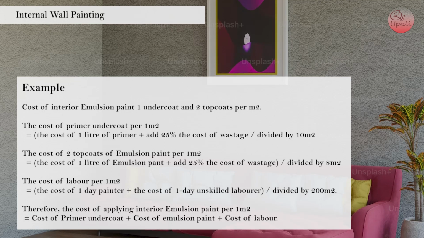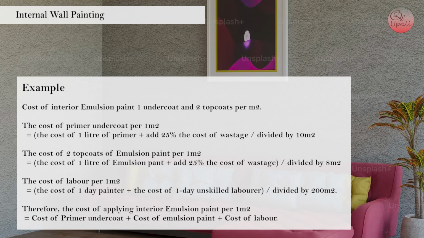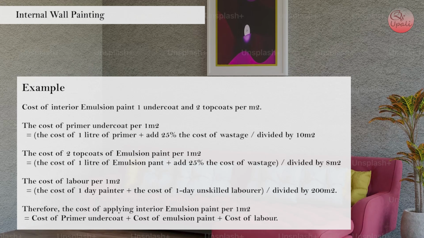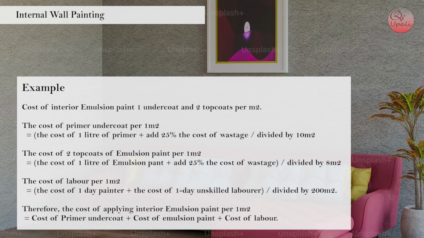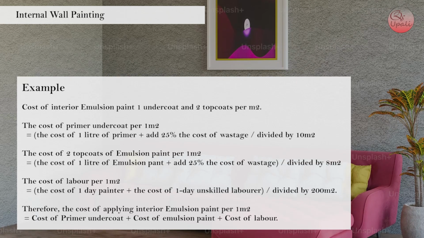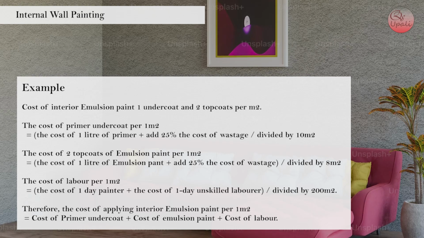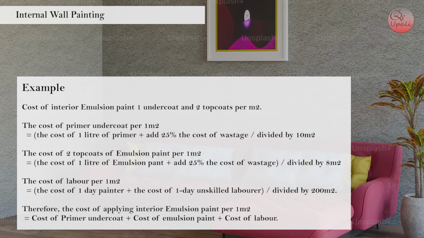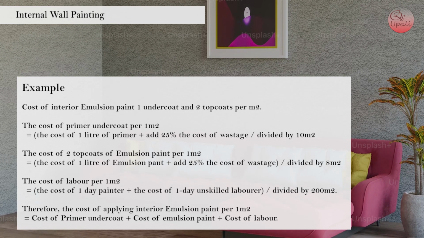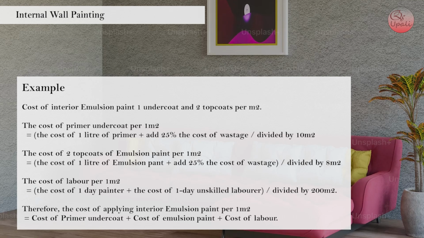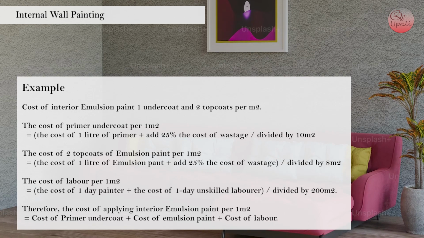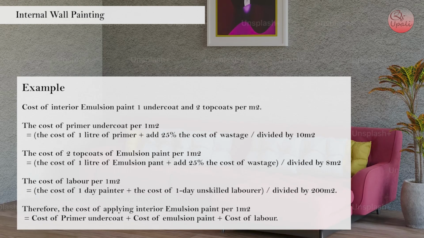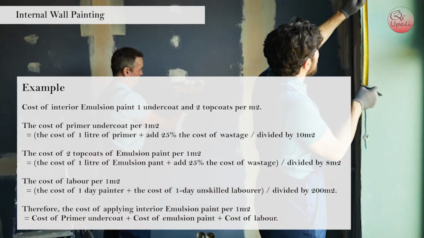Example: cost of interior emulsion paint 1 undercoat and 2 top coats per meter square. The cost of primer undercoat per 1 meter square equals the cost of 1 liter of primer plus at 25% the cost of wastage divided by 10 meter squares. The cost of 2 top coats of emulsion paint per 1 meter square equals the cost of 1 liter of emulsion paint plus at 25% the cost of wastage divided by 8 meter squares.